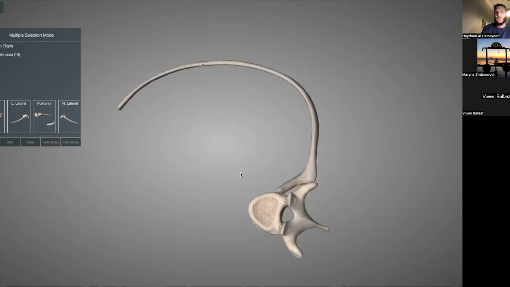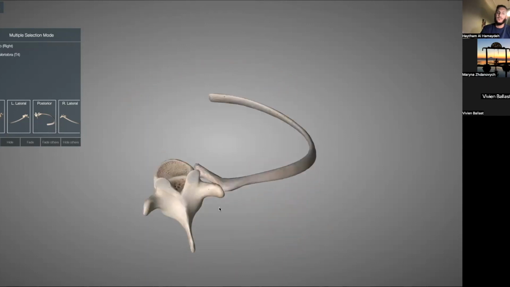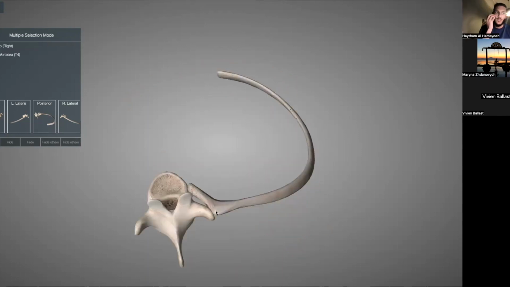So talking about the head, oh, I already talked about the head. Neck. Yes, the neck separates the head of the rib from the tubercle. So the tubercle has 2 parts. It has an articular surface and a non-articular surface.